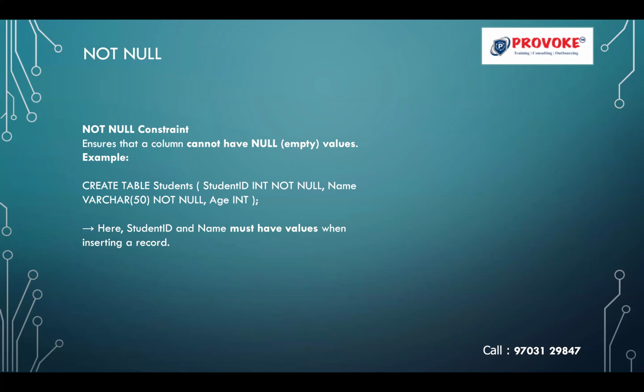Here we are not providing any not null constraint on age. Student ID and name must have values when inserting the record, so you should provide them values. With null values, you cannot insert the record. This is the first constraint, that is the not null constraint. Any doubts?